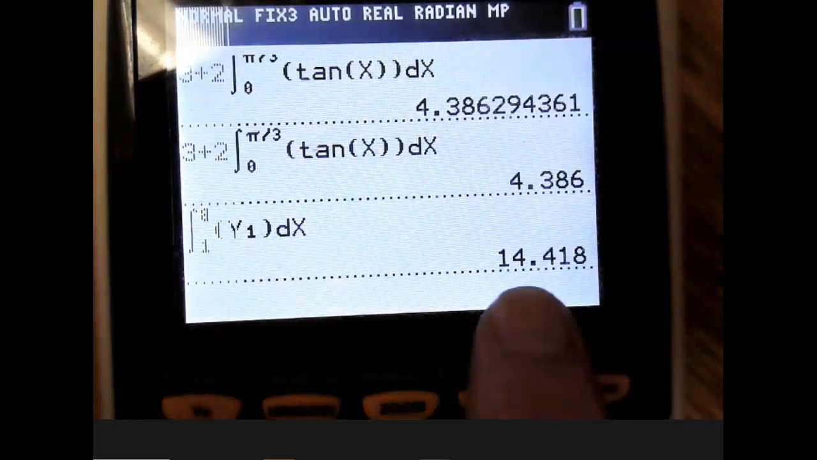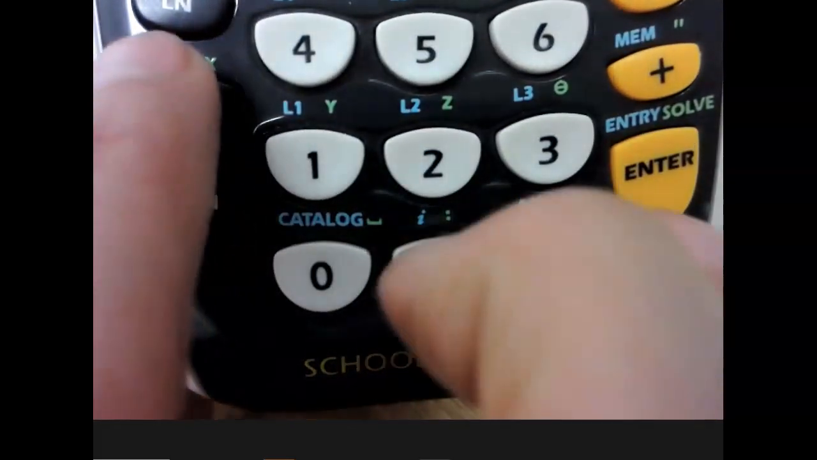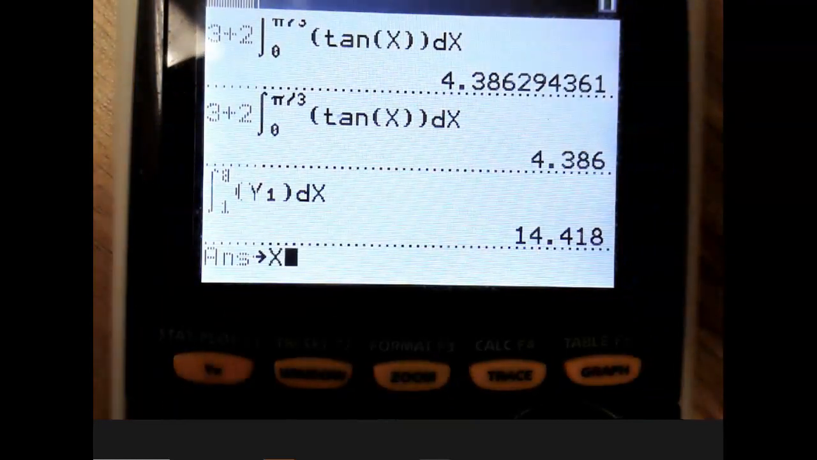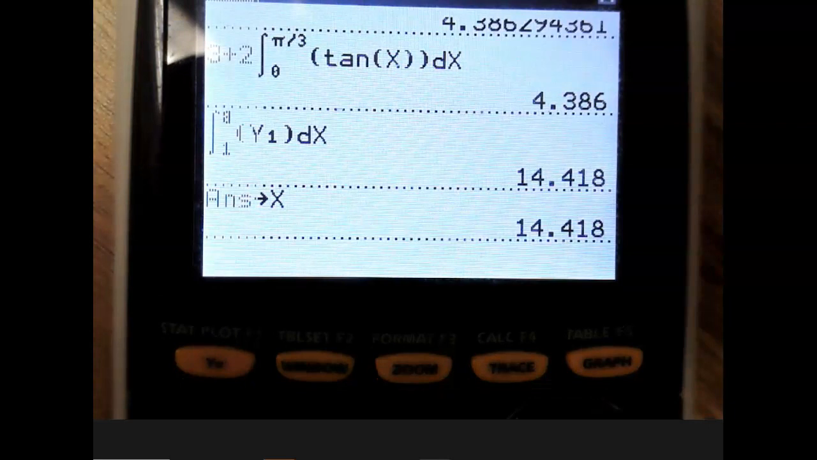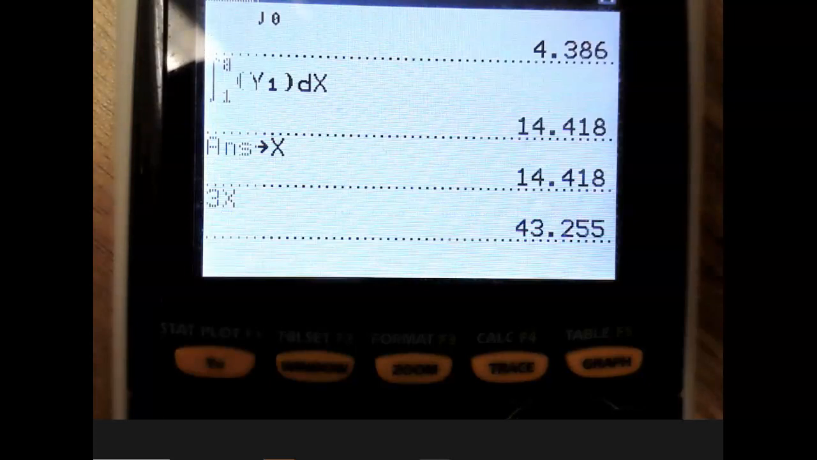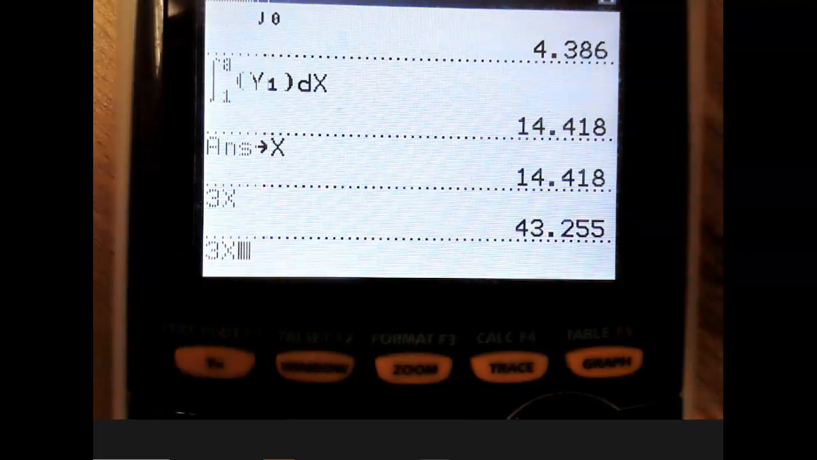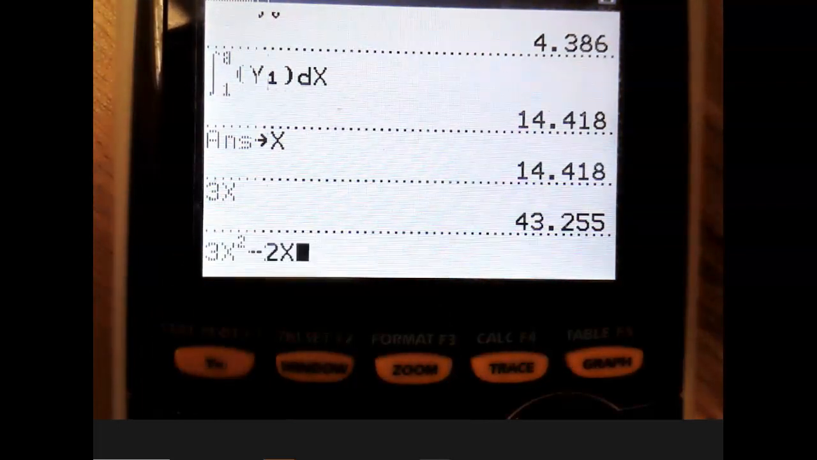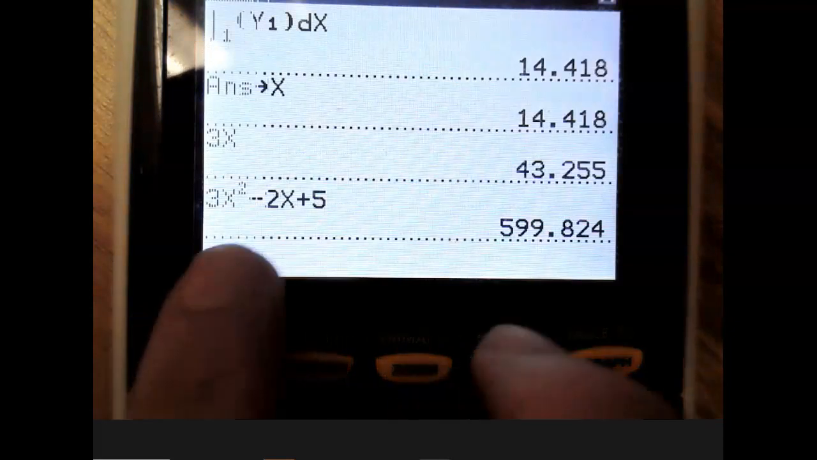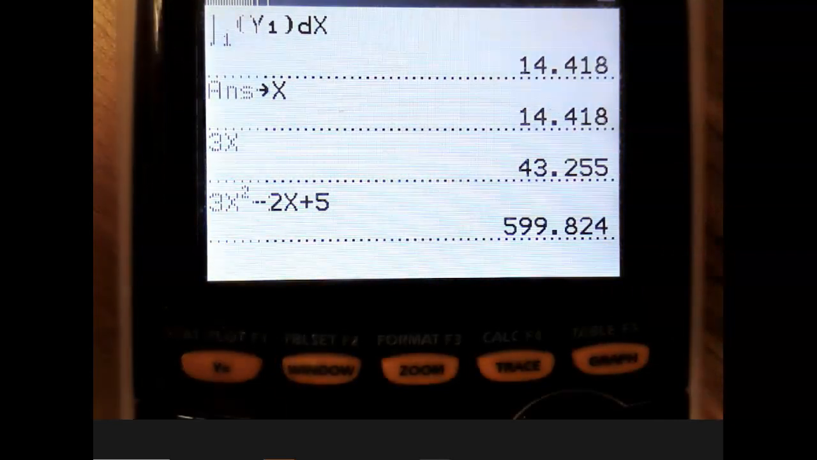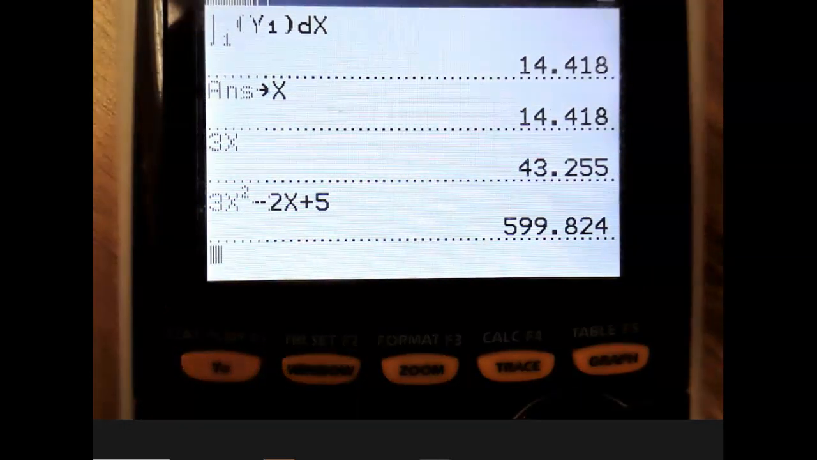If I want to use that 14.41, you can go down here and hit the option for store. It's going to put that answer with an arrow, and I could store that value in x. And then if I needed to use that 14.41 again, if I type 3x, it'll multiply 14.41 times 3. Or if I needed 3x squared minus 2x plus 5, anywhere you have an x, it's going to replace it with that 14.41 if you use that STO for store feature.